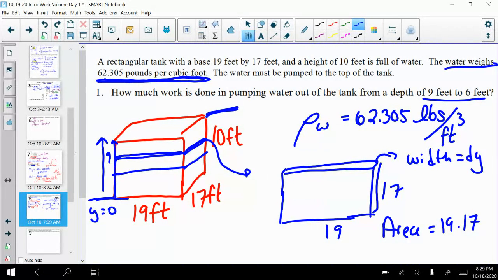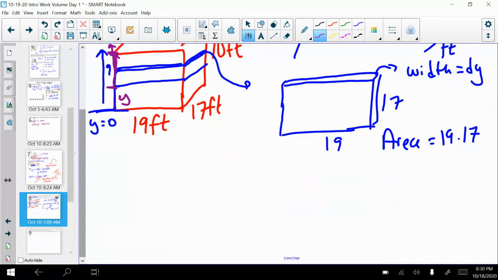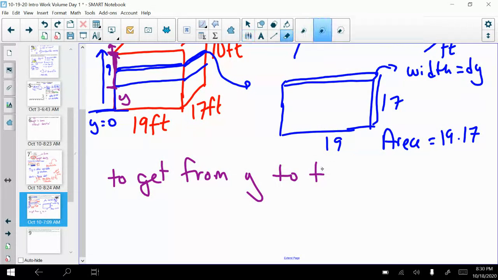Now the distance that I have to move it is I have to lift it from here up to the top of the tank. So at 9, you guys see I have to move it only 1 foot up to 10. When I'm down here at 6, though, I have to move it 4 feet up to 10. So remember, the height I'm at any given moment in time is y. The height I need to lift it to is 10.